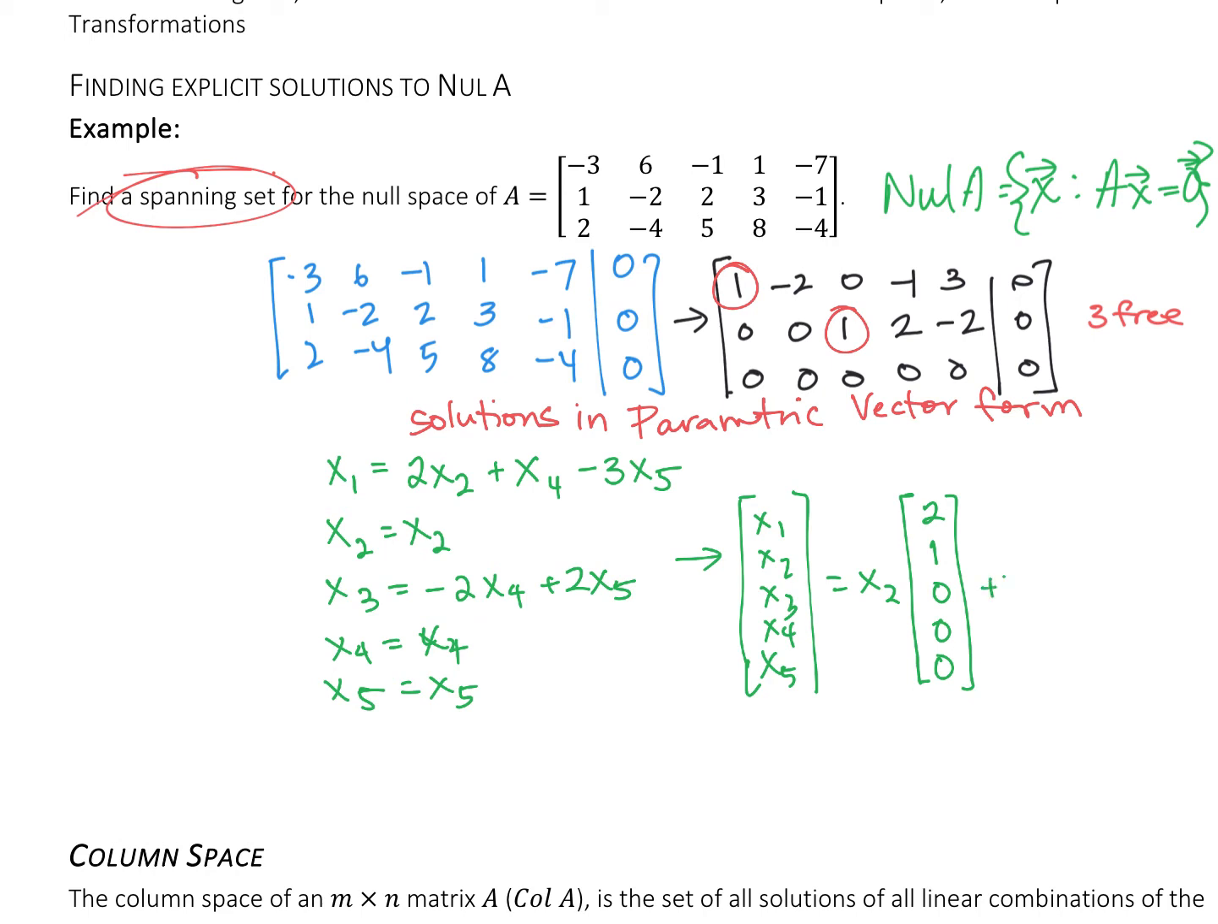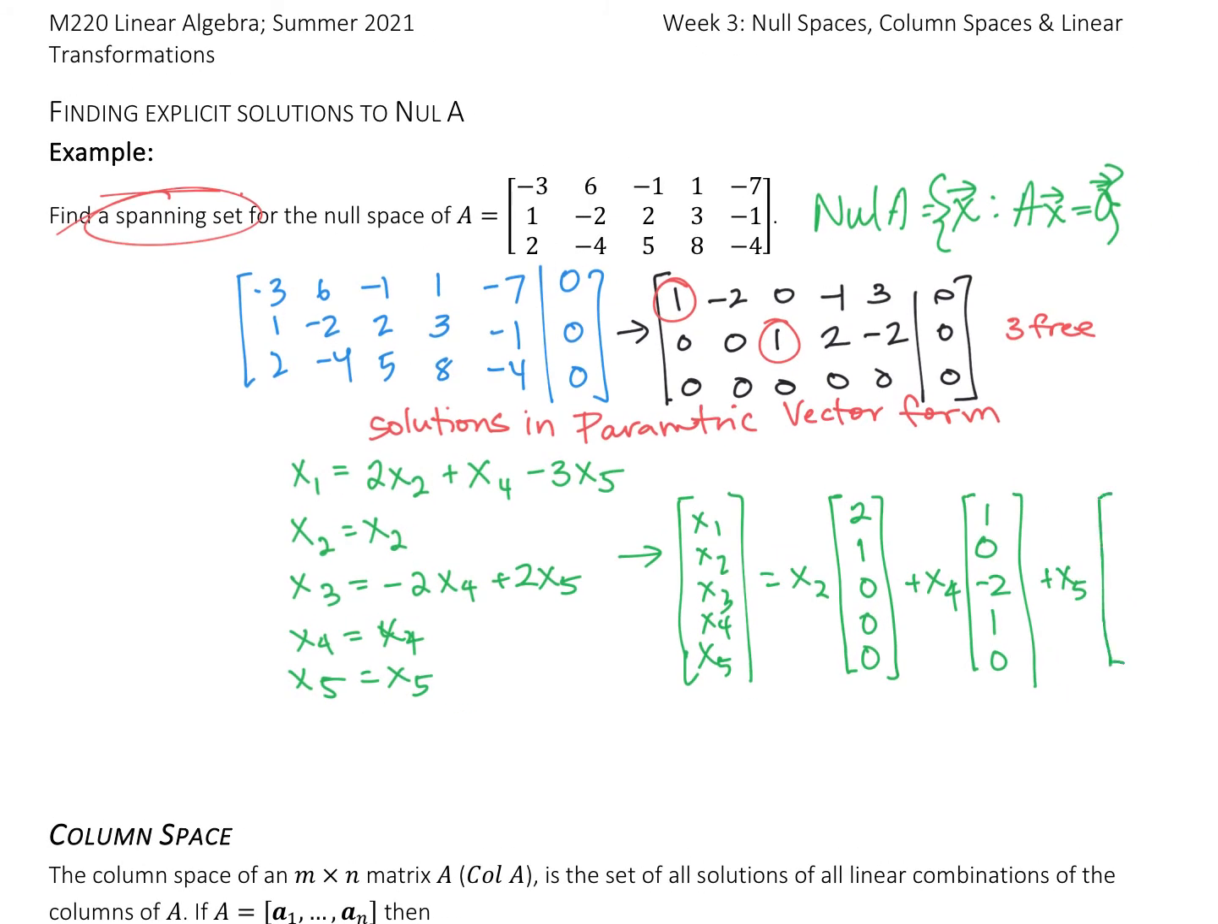And then I have x4. So again, it's all my free variables times their associated vectors. I've got a 1 in the first one, no x4s in the second equation, minus 2 in the third one, one of them, and then none of them. And lastly, we have x5. For x5, we've got minus 3 of those, none of them, 2 of them, none of them, 1 of them.